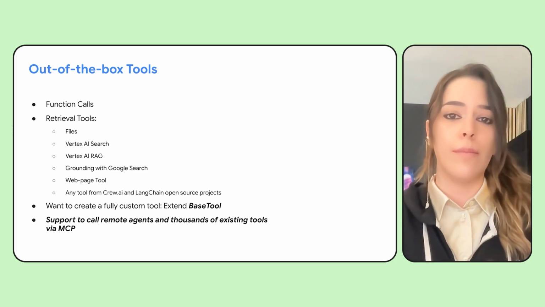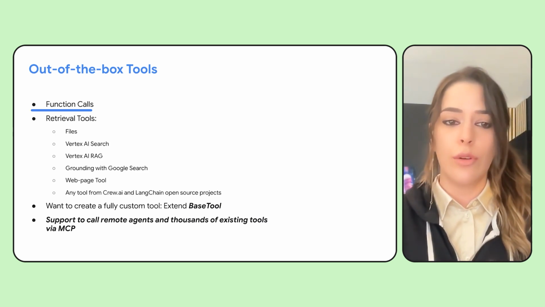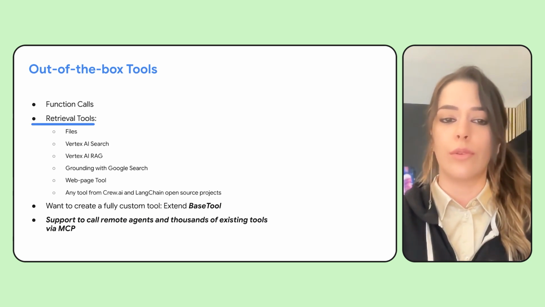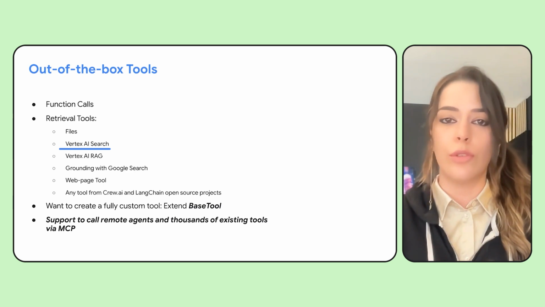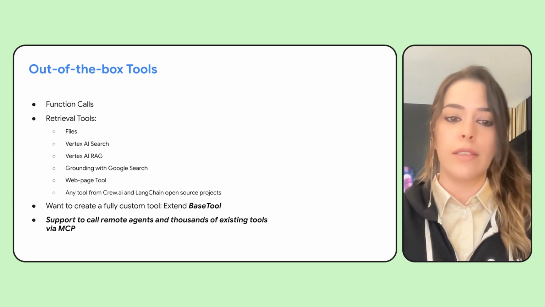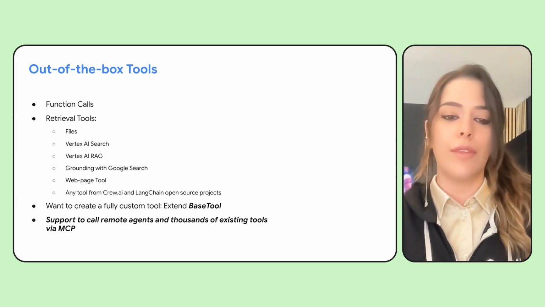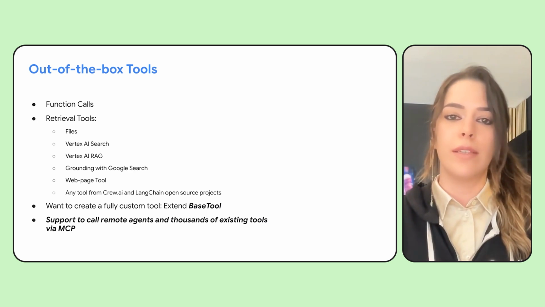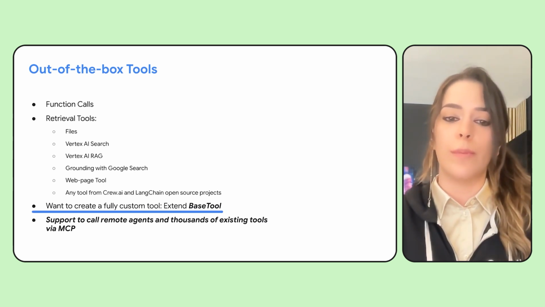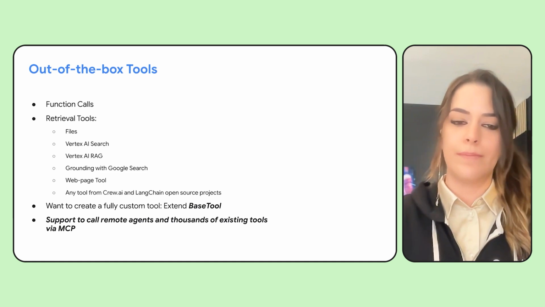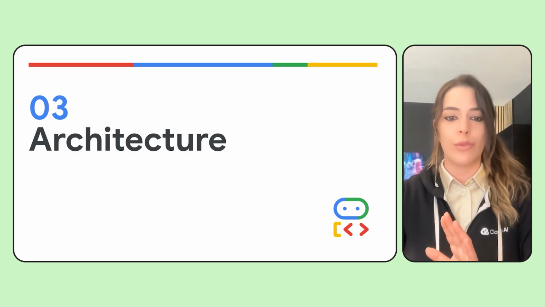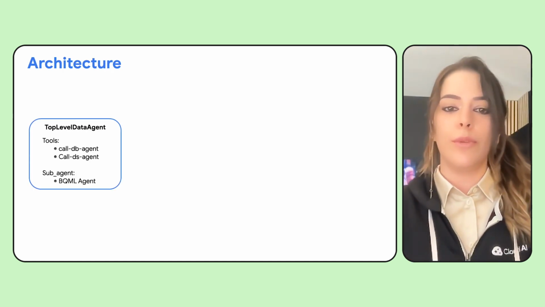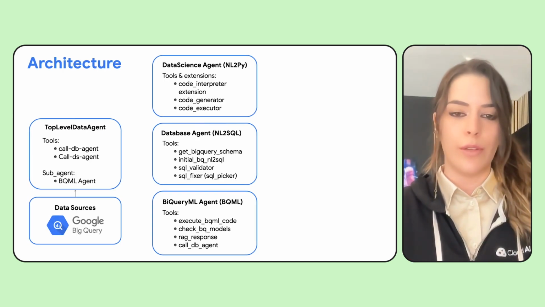The tools that come out of the box with the ADK are function calls. You can also insert retrieval tools, like for example for your files, Vertex AI Search or Vertex AI RAG. And the very neat thing here is as well that you can create base and custom tools by extending the base tool class. All right, before we dive into the code base, let me walk you first through the architecture and let me briefly walk you through each of these agents and what they do.